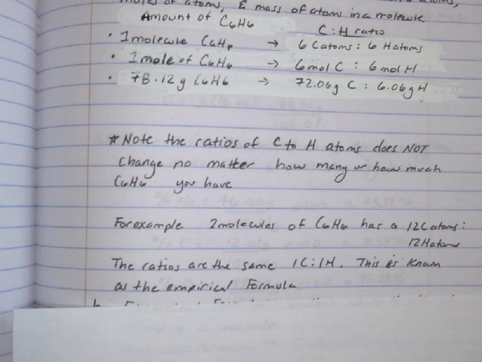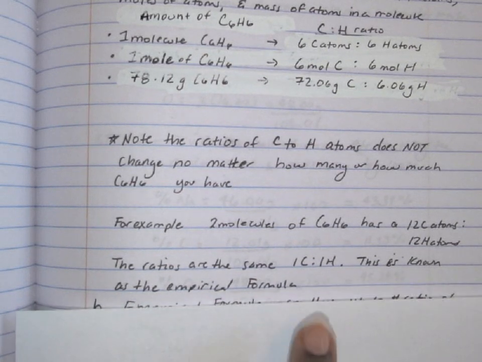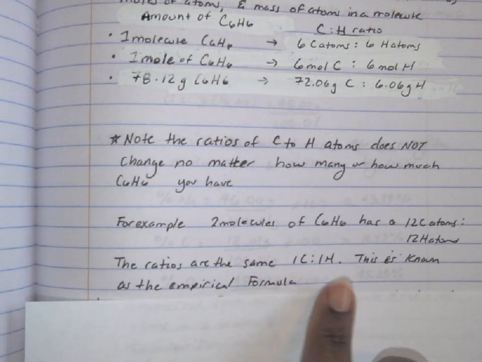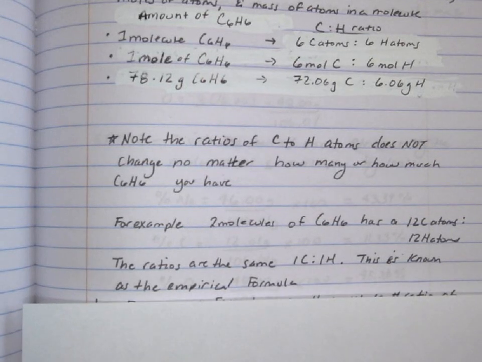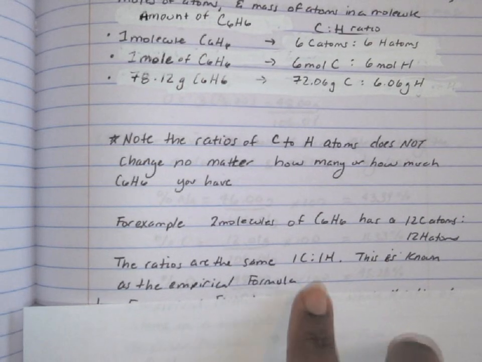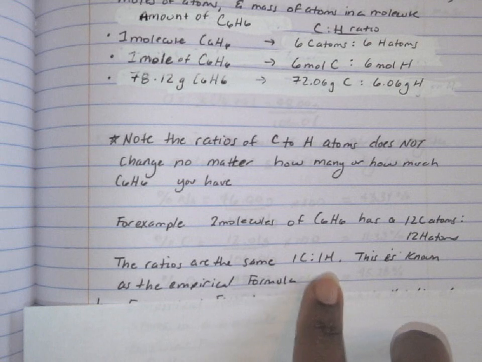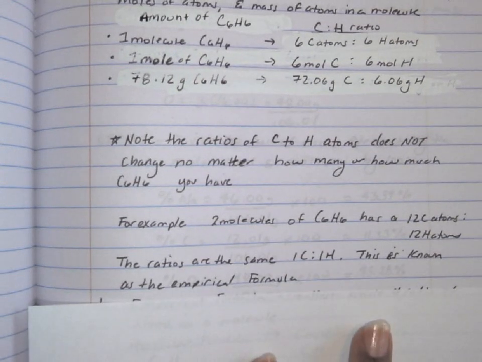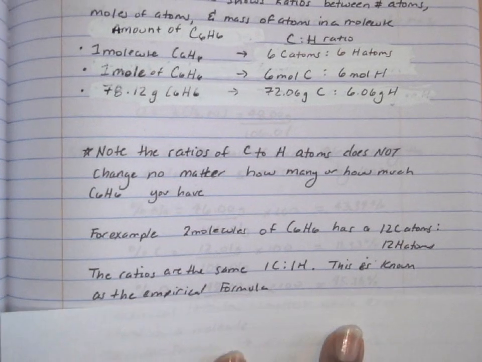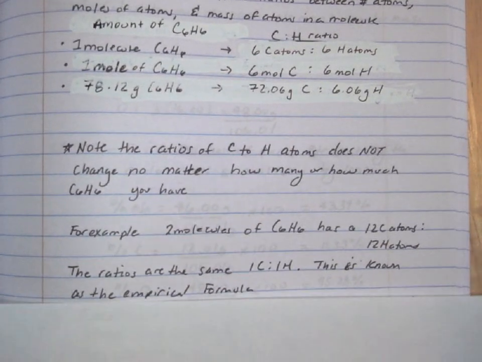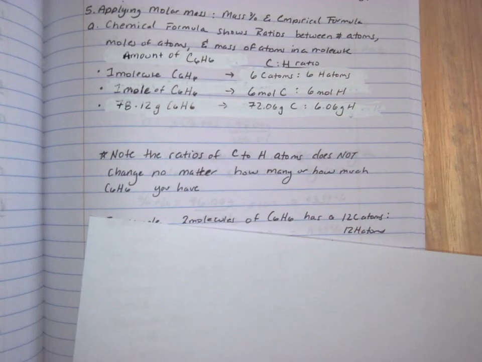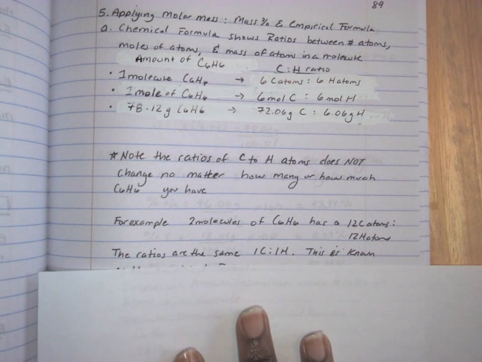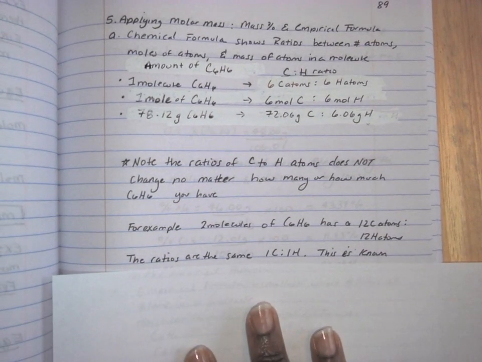The reason they're the same is because we can simplify a ratio. We can simplify that ratio to 1 to 1. They all boil down to 1 to 1 in this molecule. And this is known as the empirical formula. The most simplified ratio of the chemical formula is known as the empirical formula. Before we go into the empirical formula, you might want to pause the video and take notes on this first half.